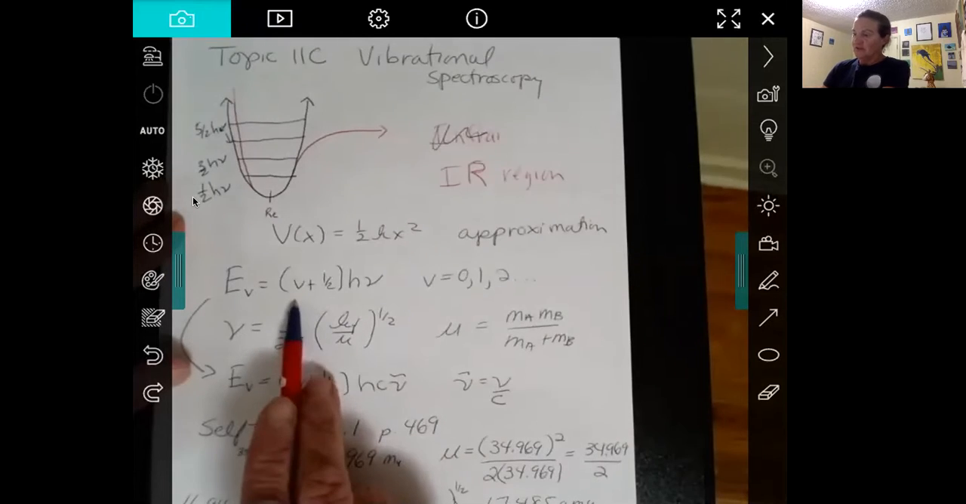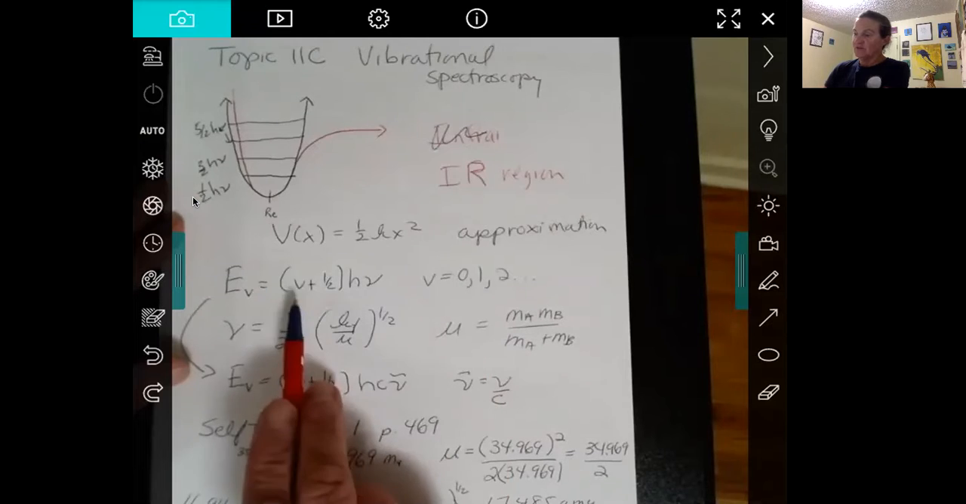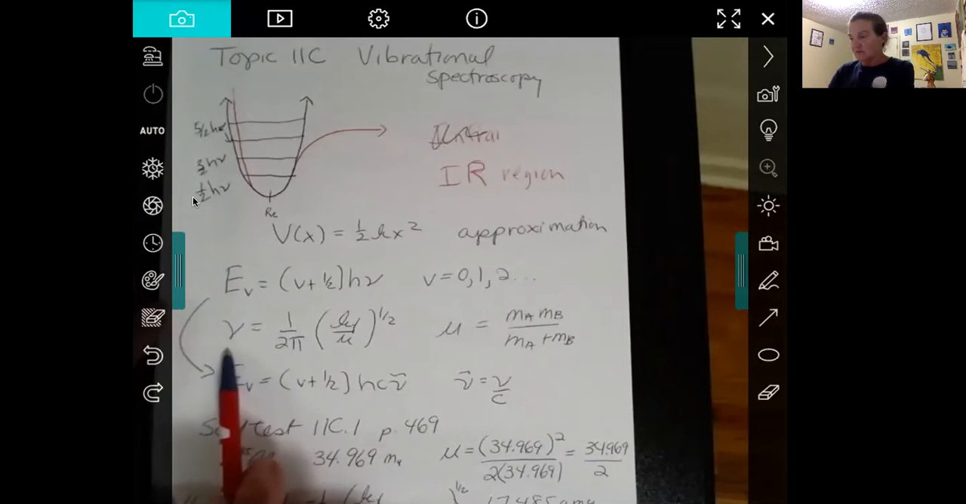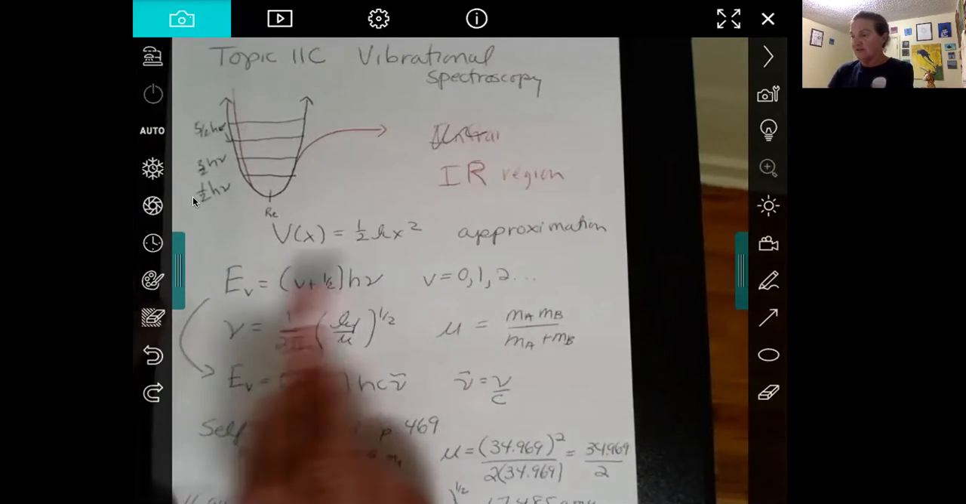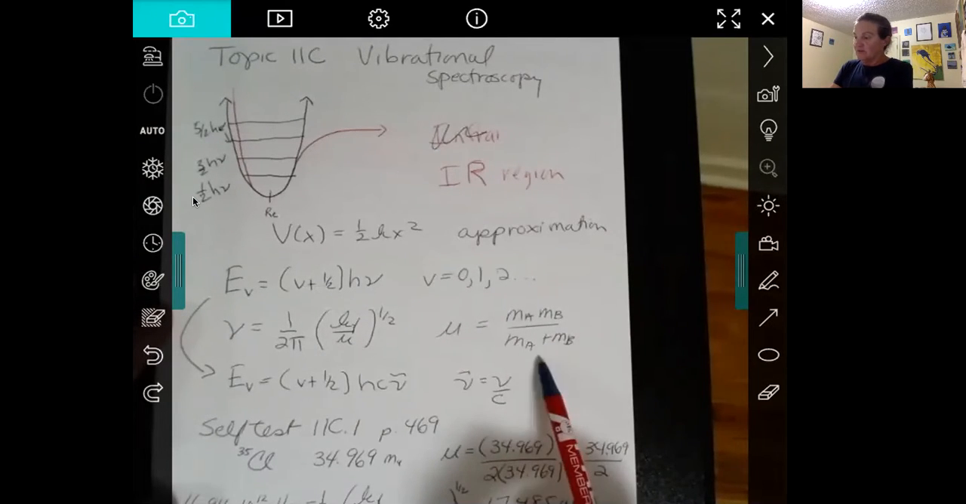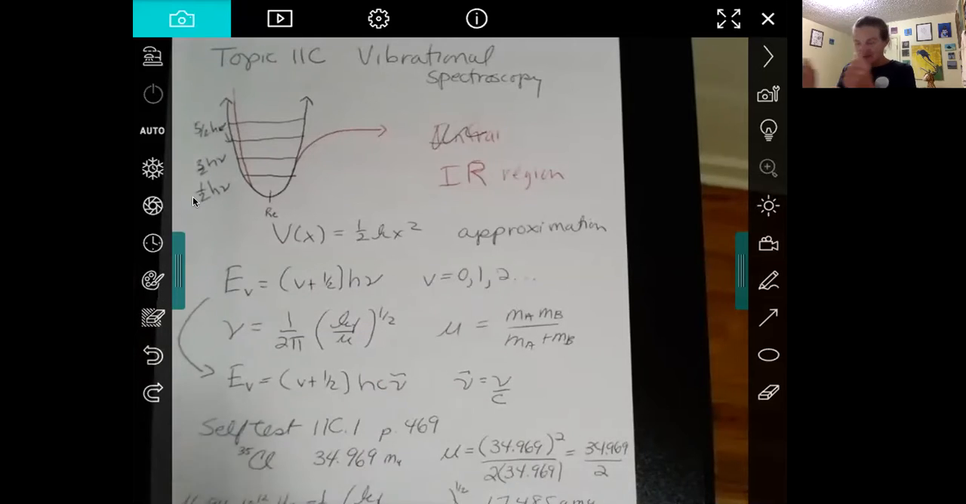So 1/2 h nu, and then when the quantum number is 1, it'd be 1 plus 1/2 h nu, so 3 halves h nu. When it's 2, it'd be 5 halves h nu. So it's a uniform ladder of energies of equal separation. If you know the frequency, which you can figure out by knowing the energies, then you can figure out something about the mass of the particles, as well as the force constant, so how hard it is to move that bond.